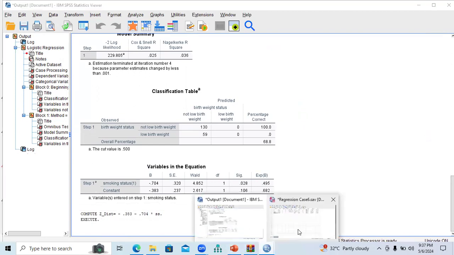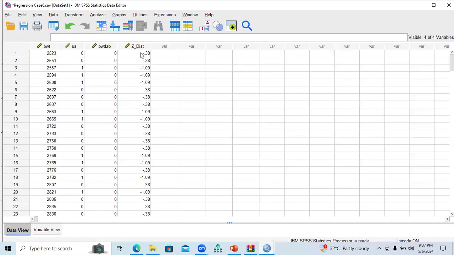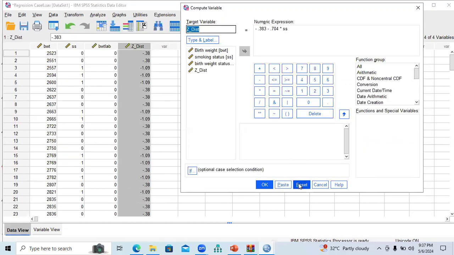So you can see here, you can verify this is the Z distribution, and these are the values. As a second step, if you remember, we have generated negative Z. So here we need to create negative Z.